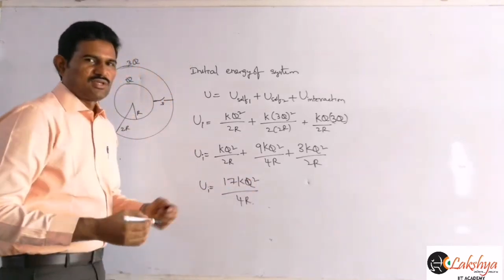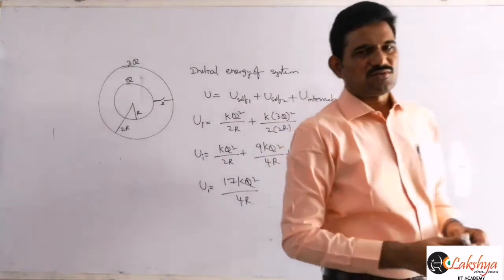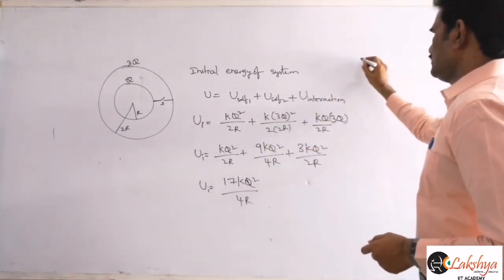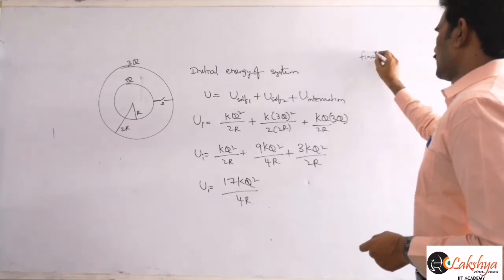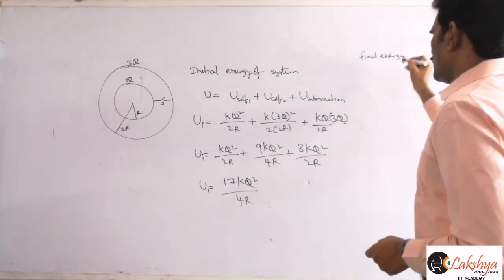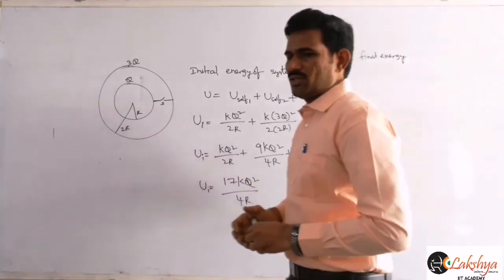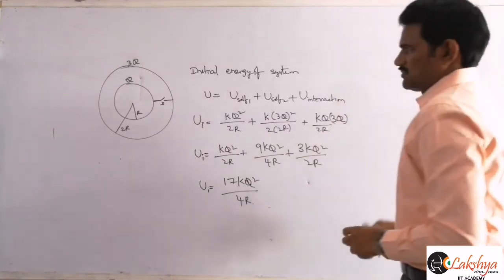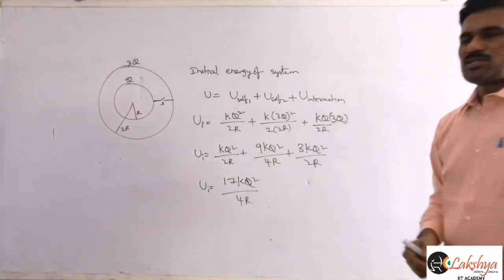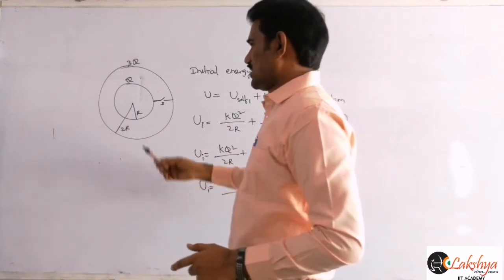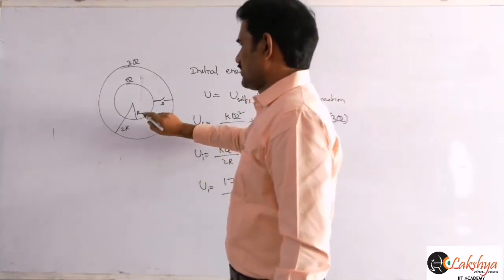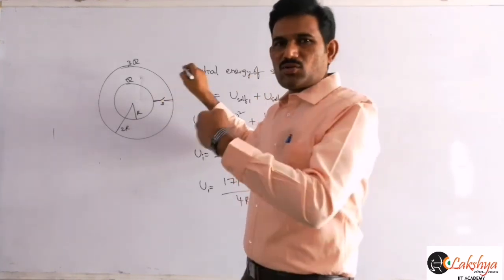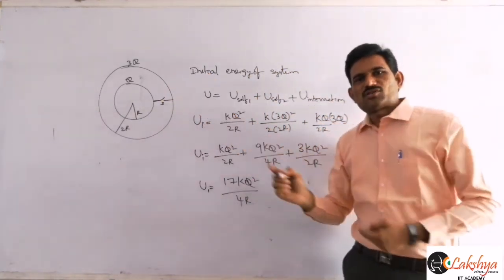That is the initial energy. Now let us write the final energy of the system. First, what will happen when they are connected? We already discussed it. That is our principle of potential. Whenever you connect them with a conducting wire, the total charge present on the inner shell will be transferred to the outer shell, right?